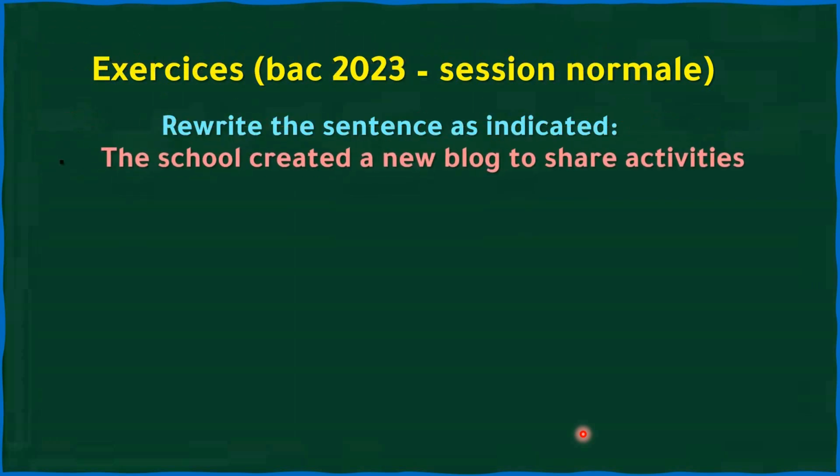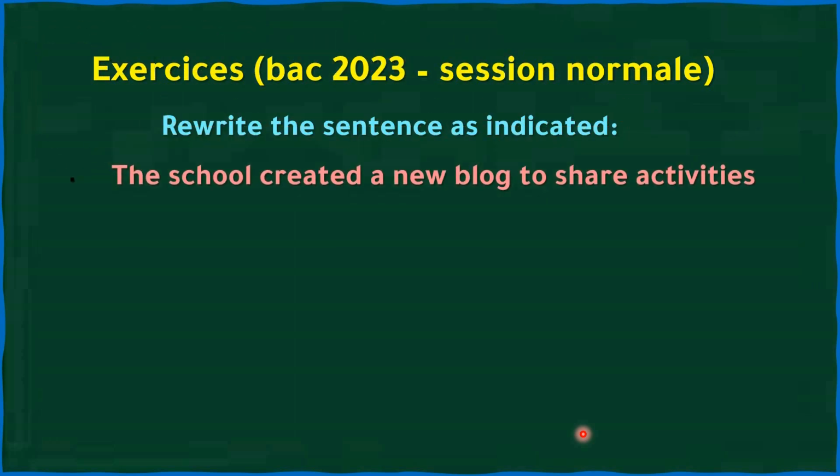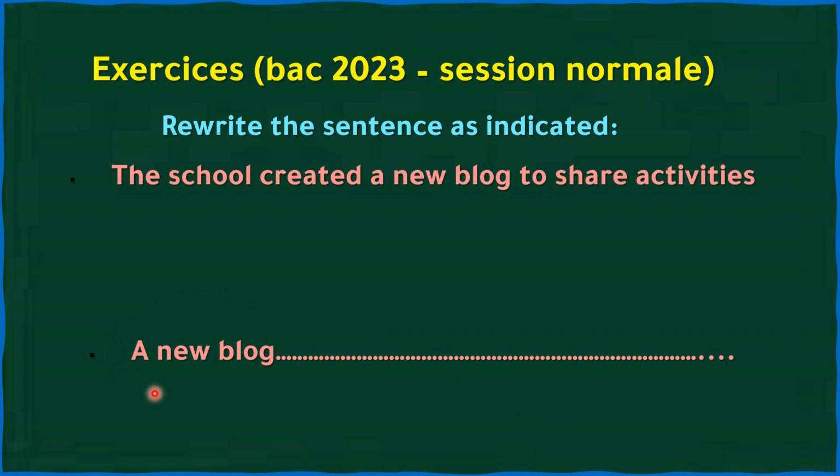The school created a new block to share activities. A new block, okay? Look here. A new block is an object here. So the object becomes the subject, and the subject will be put in the place of the object. Okay, the verb. Where is the verb? Okay, the verb is in the simple past. It is created.